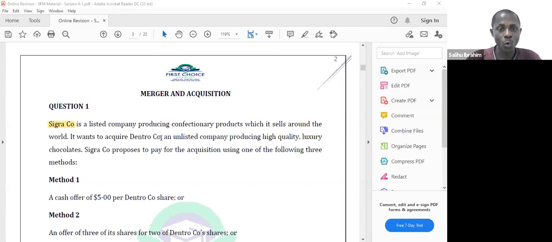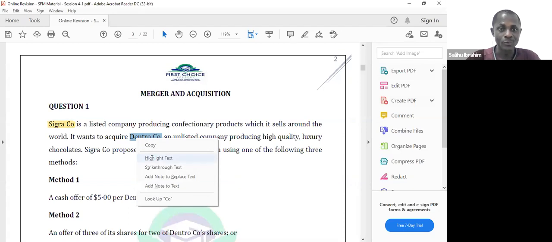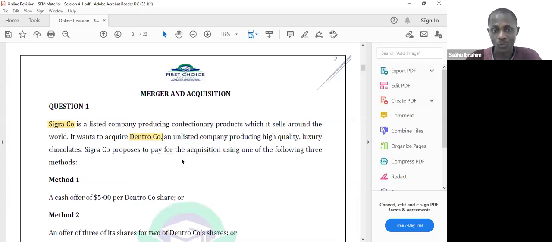Dentroco is the target company or the acquiree. Dentroco is regarded as the target company or the acquiree. Let us continue. Sigraco wants to acquire Dentroco, an unlisted company producing high quality luxury chocolates.